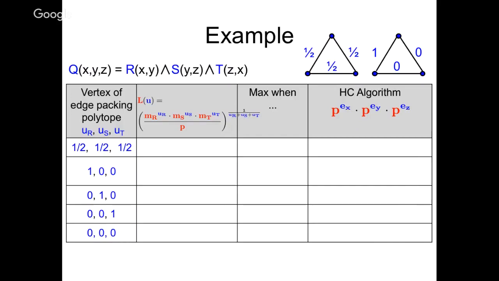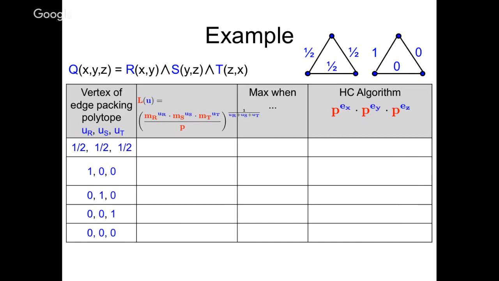So let me show you how this works for triangles. In the case of triangles, there are only 5 possible fractional edge packings. Of course, there are infinitely many, but what I mean is that the fractional edge packing polytope has only 5 vertices. Everything else is a convex combination of these 5. So how can we pack the edges? We can place 1/2 on each edge, or we can place 1 on this edge, and then we are stuck with 0 on the other 2 edges. Similarly with 0, 1, 0, and so on. Or we can place 0 everywhere.